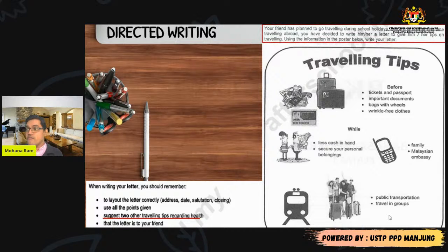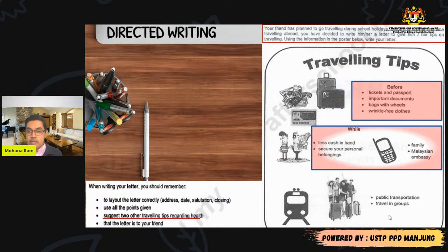brother. Okay, so the first thing is always read the instructions carefully. Now, you have the crucial points here: what are the things that you need to do before going for the trip, and while traveling, and you also have what you have to do there while traveling, your transportation while traveling. So basically you have 12 points. Okay, 10 points given to you, 2 points on traveling tips regarding health. You have to think on your own. So this is what basically we are going to look at today.